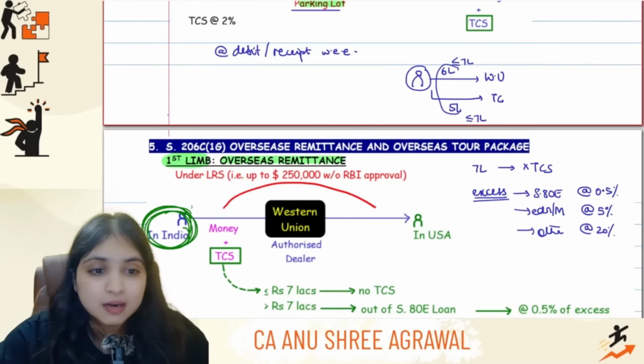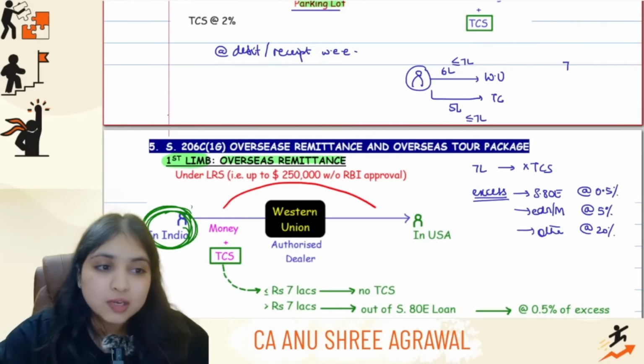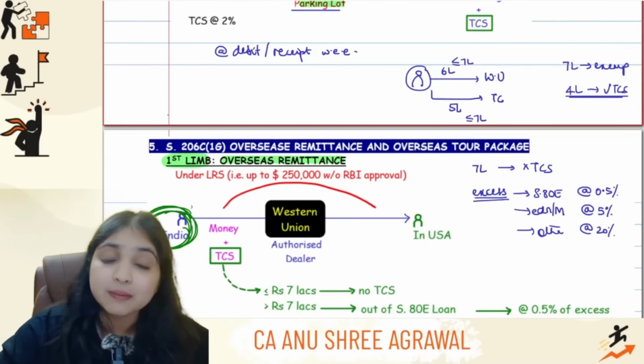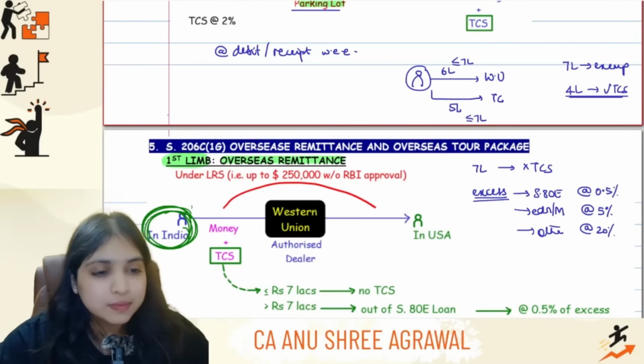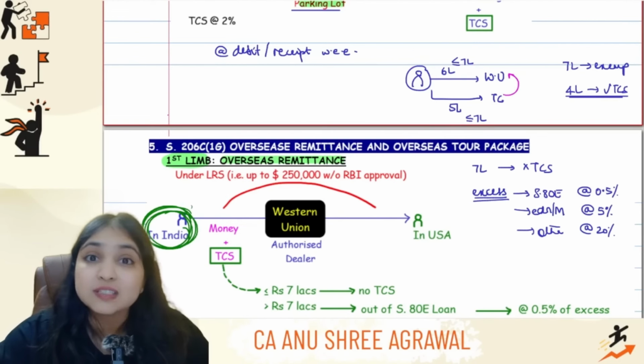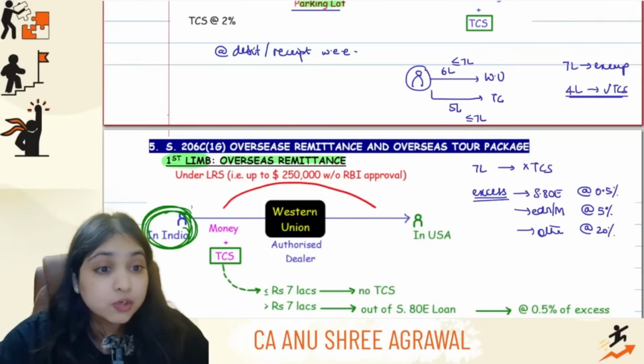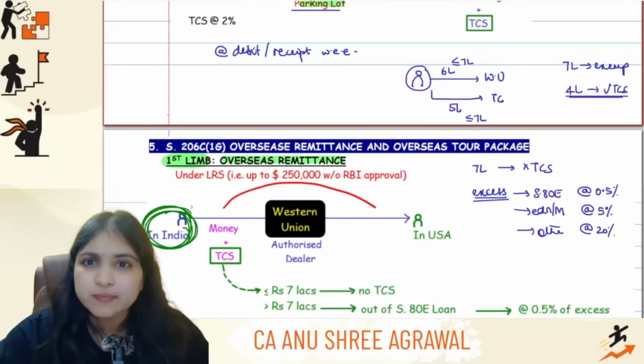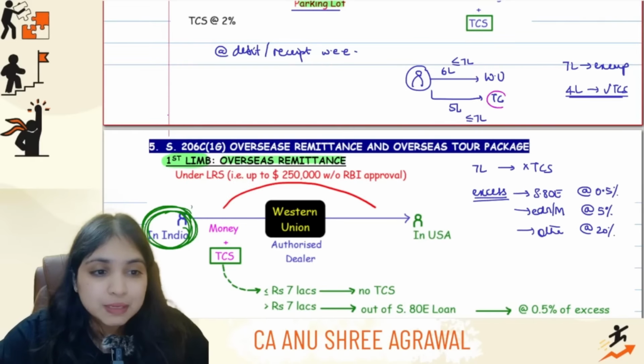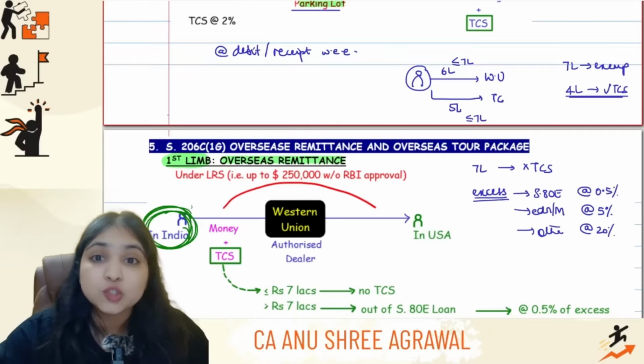So here you are making a remittance of 11 lakh rupees, no? So on 7 lakh only, no TCS, you can enjoy exemption. On the balance 4 lakh rupees, TCS will apply. But one problem will happen over here. The problem is, how will Thomas Cook know how much overseas remittance you have made through Western Union? How will Western Union know how much you have made through Thomas Cook? How will these people know how much overseas remittance you have already made?